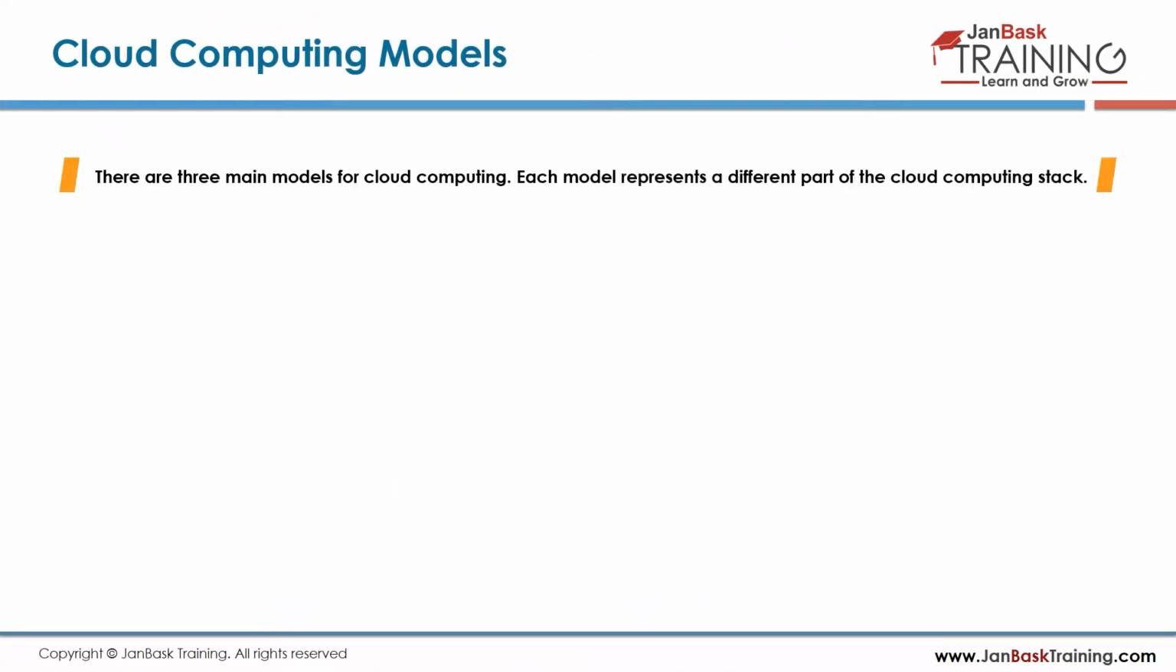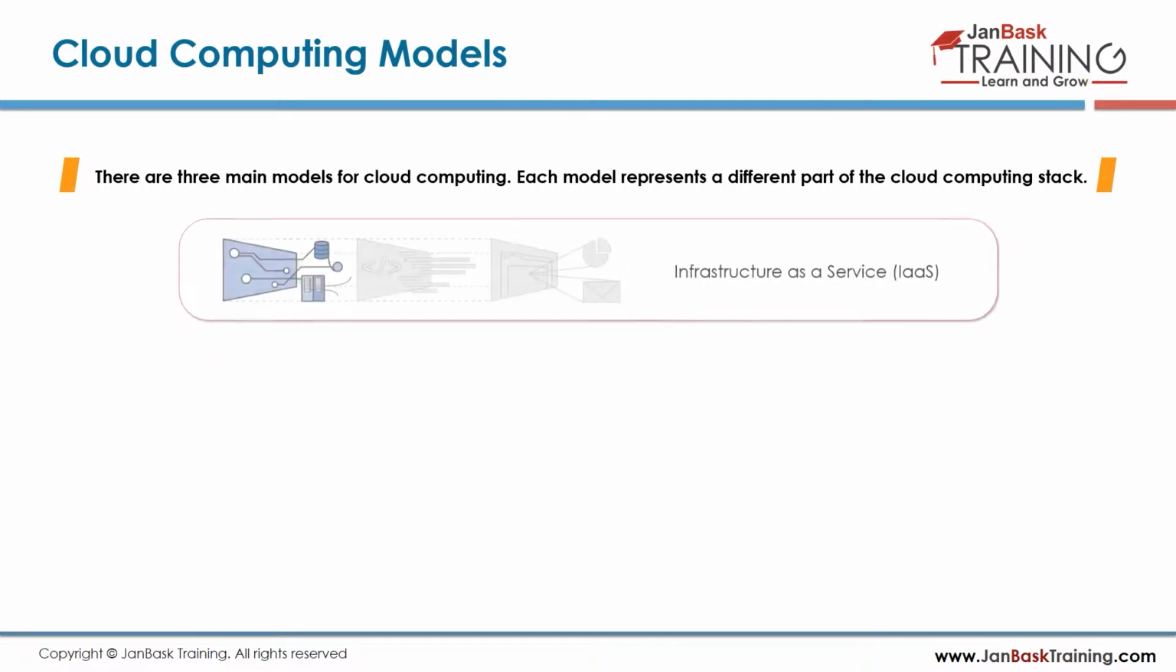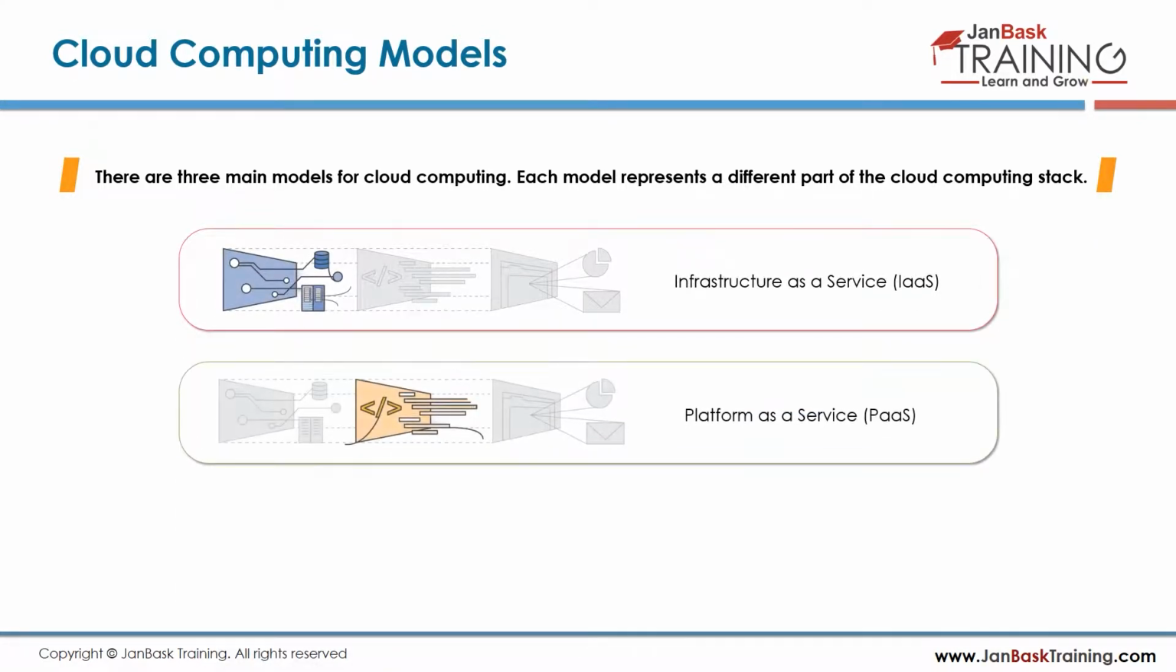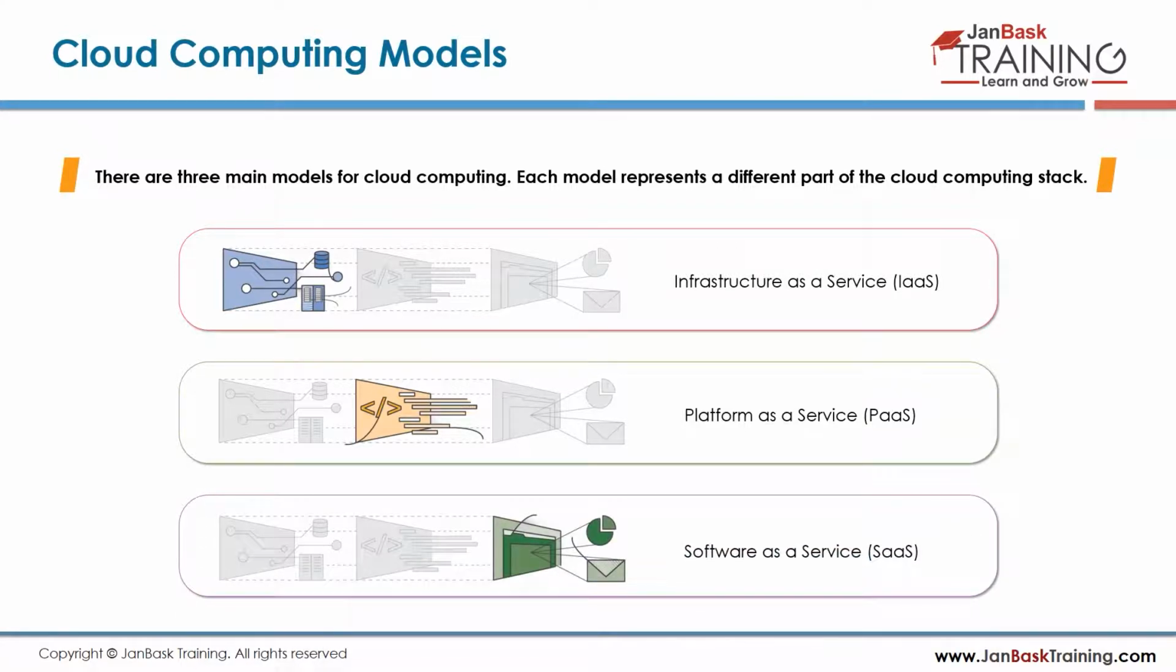So in cloud computing, there are basically three models. I'll explain each one of these in detail, and it's very important. All right. So there are three models in cloud computing. One is IaaS, that is infrastructure as a service. Then there is PaaS, platform as a service, and there is SaaS, software as a service.